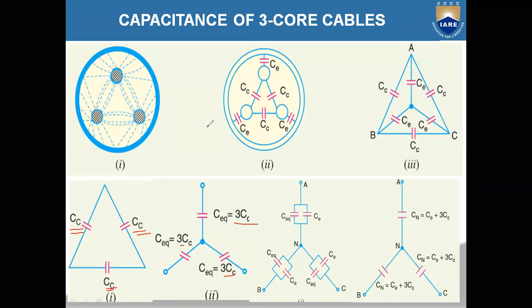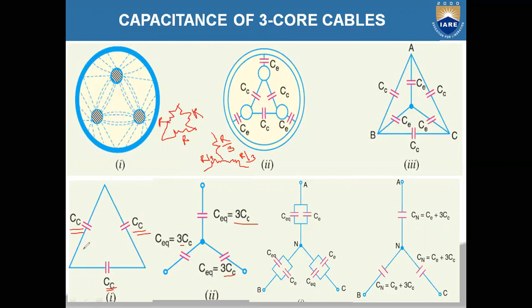Suppose these are resistances. If the resistances are connected in delta and all have the same value, and you convert them into star connected resistances, then the star connected resistance value will be equal to the delta connected resistance value divided by 3. R by 3, R by 3, R by 3 you will get. Similarly, if there are delta connected inductors, then in star there will be L by 3, L by 3, L by 3. But for capacitance it is reverse.